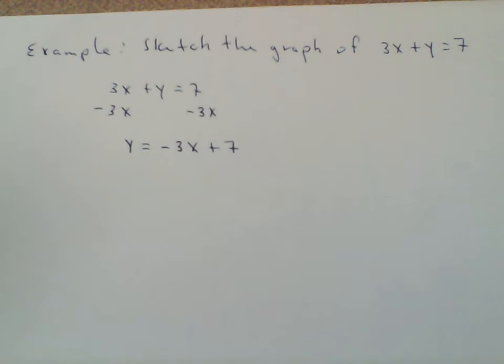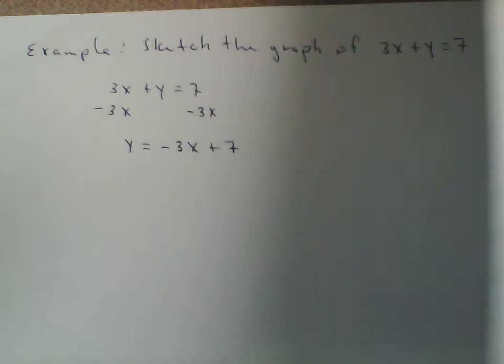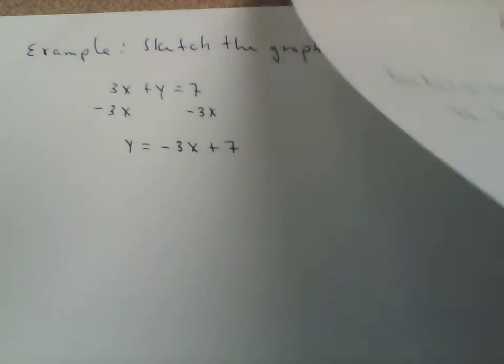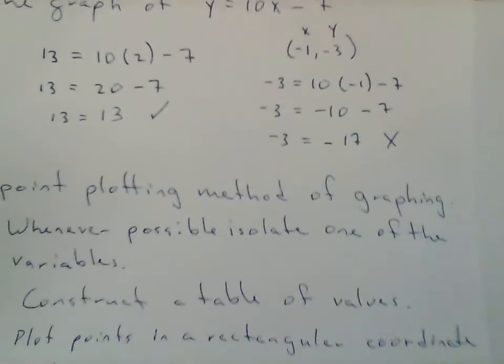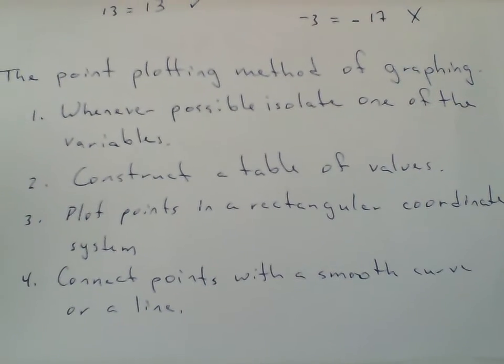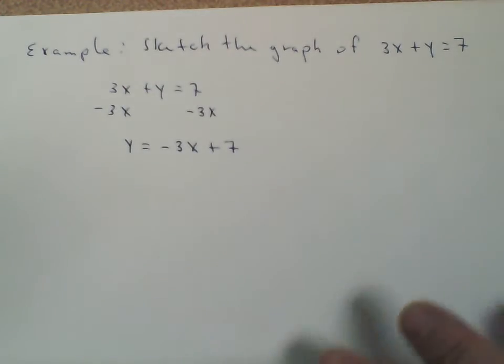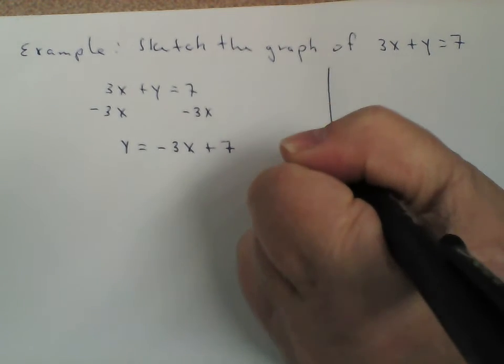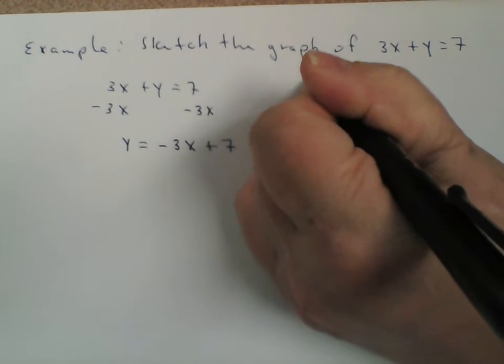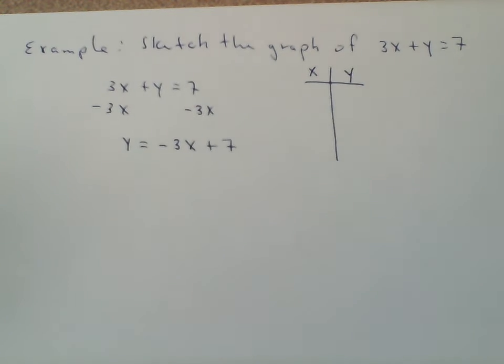So we've isolated the variable, and now we can go to step 2, which says construct a table of values. You guys have seen this before, right? I'm just going to create a little t-table. Here I'm going to have x, and here I'm going to have y. What can I choose for x? Well, this is a line, so I know that the domain of x is all real numbers. There's nothing that x can't be in the realm of real numbers. So I can pick any values I want for x.